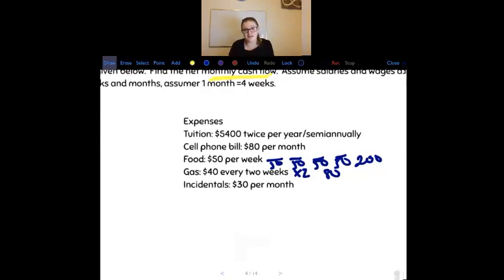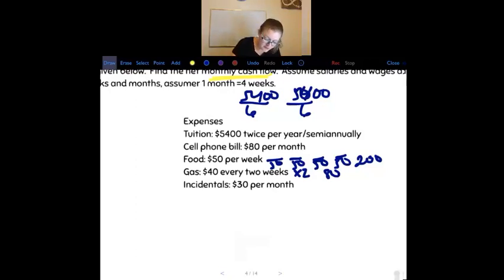And let's talk about the tuition, $5,400 twice per year, or another word you might see is semi-annually. If we're talking about twice per year, there's a couple different ways you can think about this. $5,400 twice per year is talking about 6 months each, so you could take 54 and divide by 6. Or since it's twice per year, you could take 5,400 times 2 and then divide by 12. You'll get the same result either way. Do it the way that makes sense to you with the terminology that's being used. So that would be $900 a month in tuition.